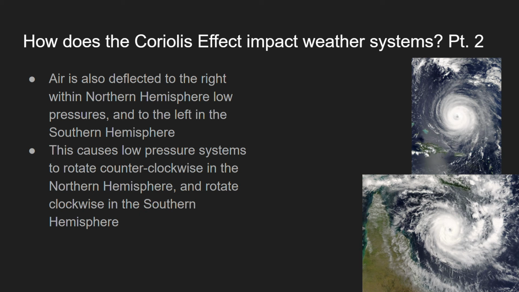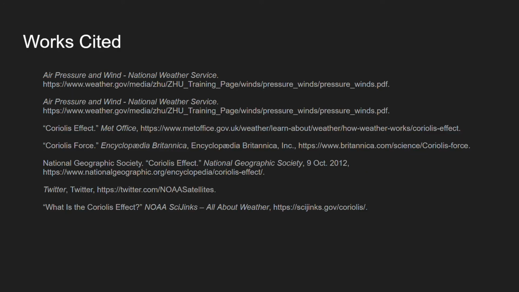So air is also deflected to the right within the northern hemisphere low pressures and to the left in the southern hemisphere, which causes low pressure systems in the northern hemisphere to rotate counterclockwise, and in the southern hemisphere those low pressure systems rotate clockwise because of the deflection of the air coming from both the poles and the equator contributing to those systems. So that is all I have for the Coriolis effect. Honestly, one of the basic principles of every single weather system, but it kind of goes unnoticed.